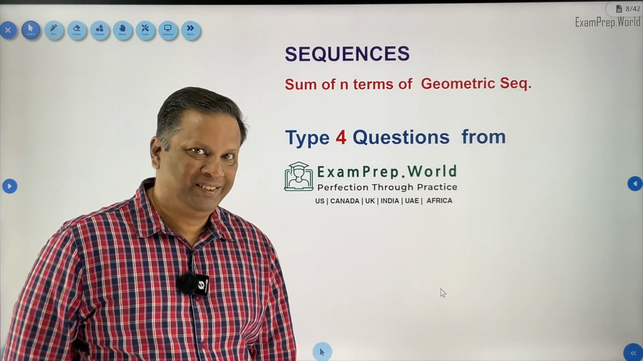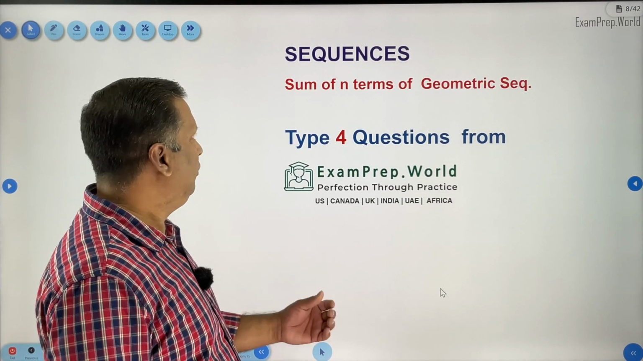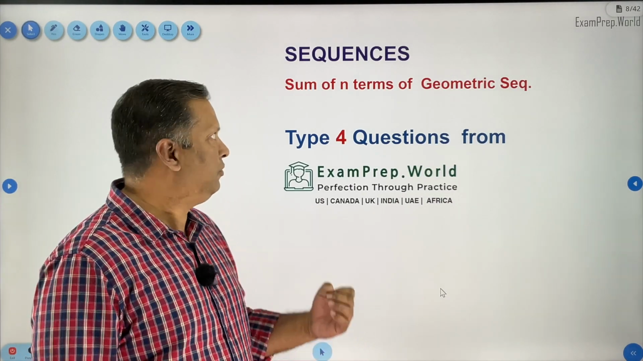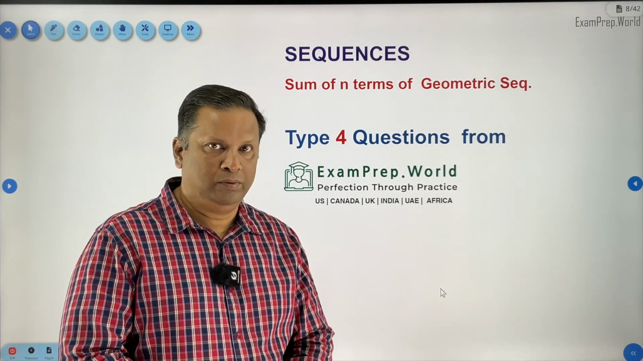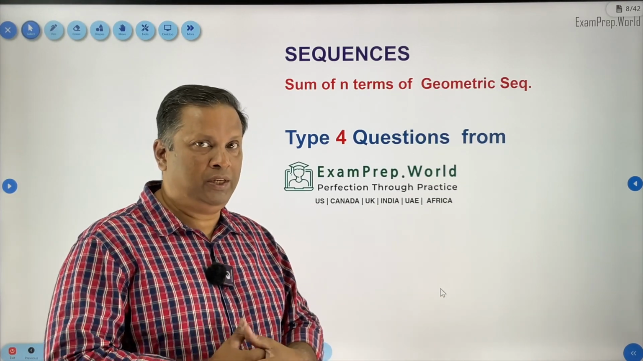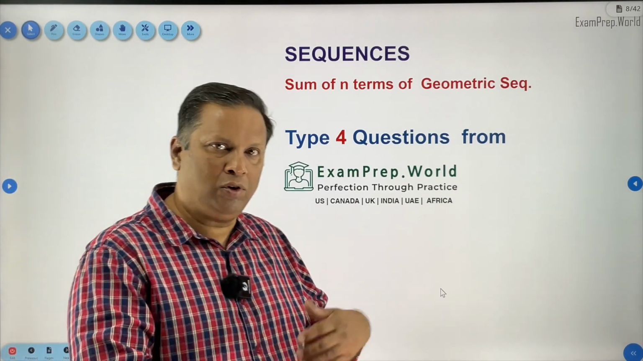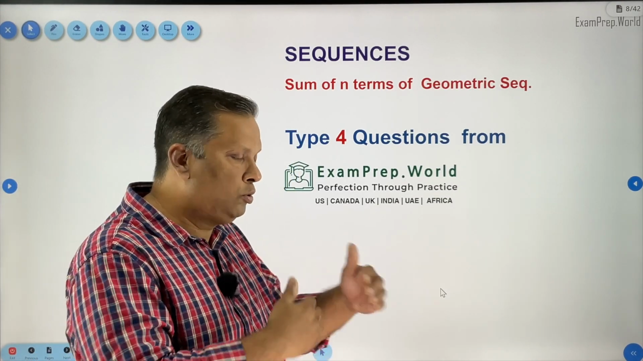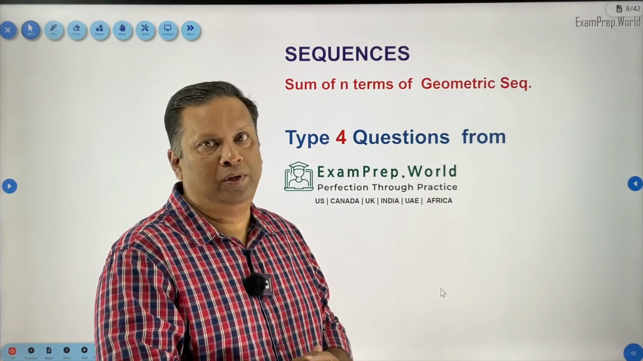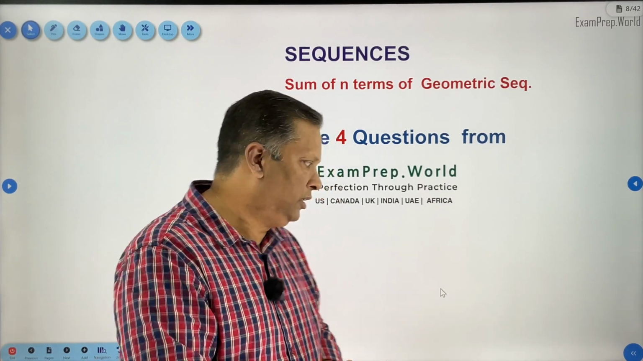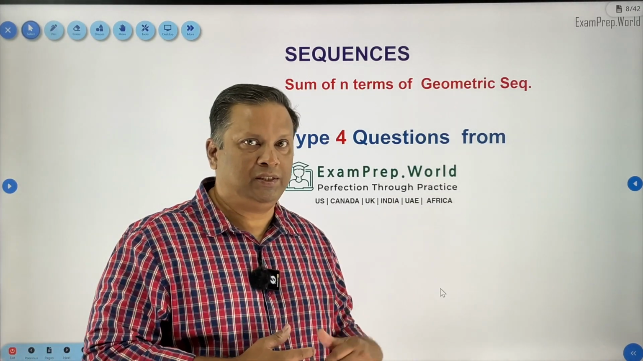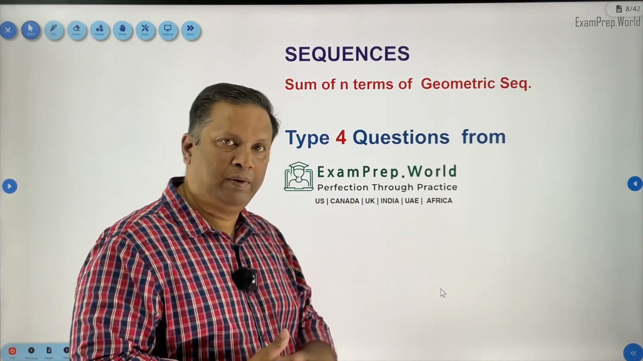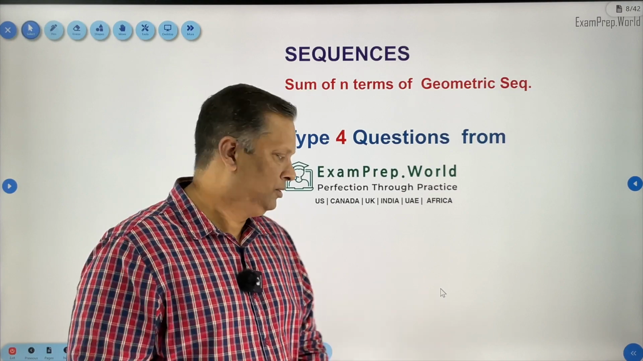Hi children. So we come to the video where we are going to discuss the sum of n terms of a geometric sequence. We discussed in the previous video what a geometric sequence is. You will have a first term and a common ratio. But somebody wants you to add all of them, right? How will you do that? So let's first understand the sum of n terms of a geometric sequence before we proceed to the exercise of our website examprep.world. Okay. So let's start.